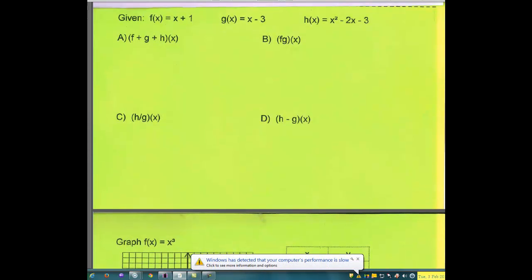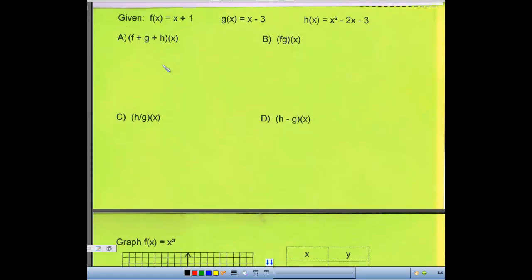Let's look at a couple more problems. I have f plus g plus h of x. This simply just means f of x plus g of x plus h of x. So let's replace each of these with what's given. Let's start with f of x.